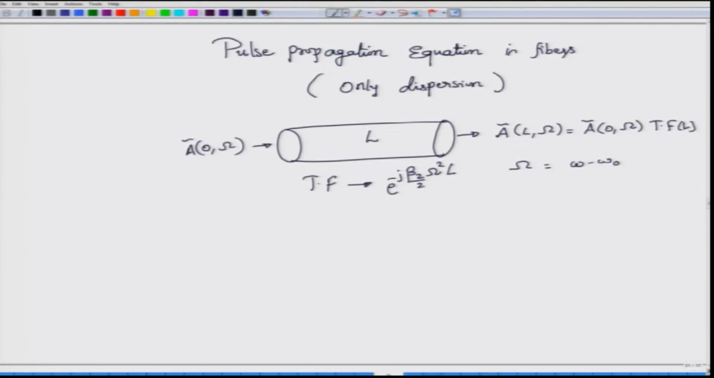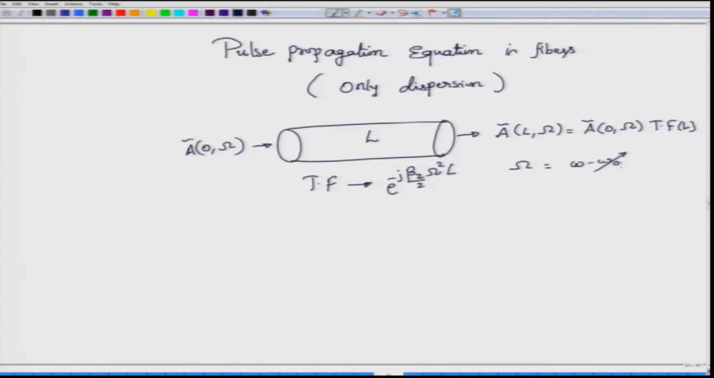So, if we set omega 0 equal to 0, artificially, then we will be working in what is called the baseband of the system. If you do not set omega naught equal to 0, then you will be working in what is called the pass band or the band pass system. Okay. So, I am going to assume that omega 0 is equal to 0 and simplify or rewrite the notation.